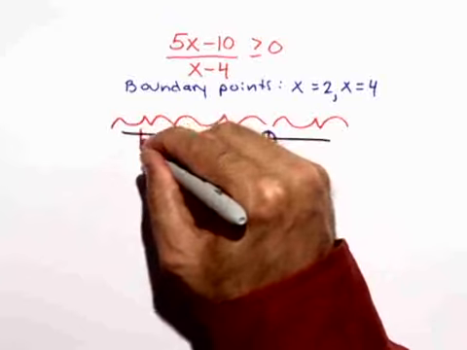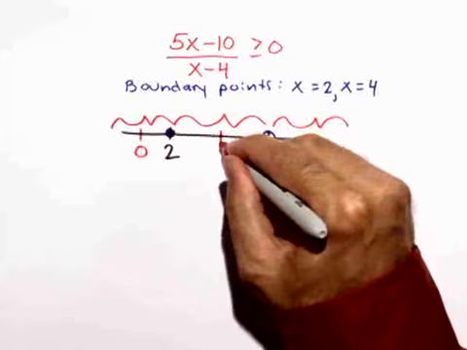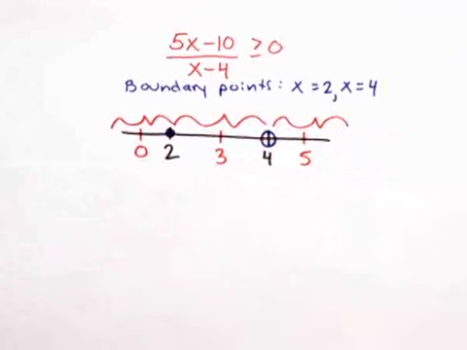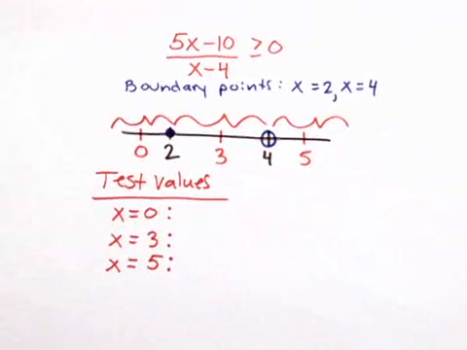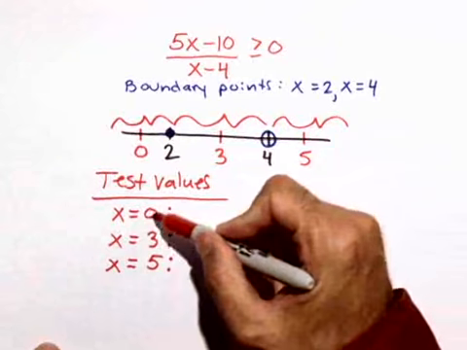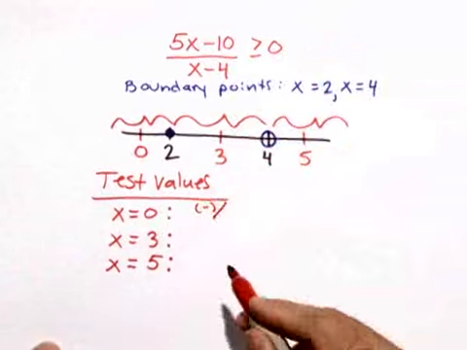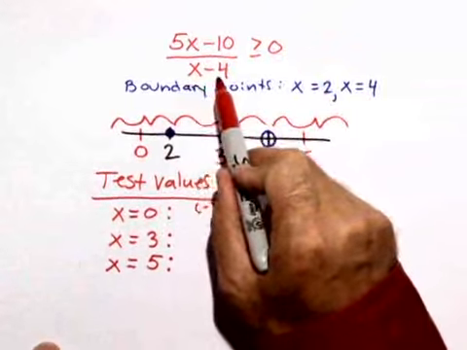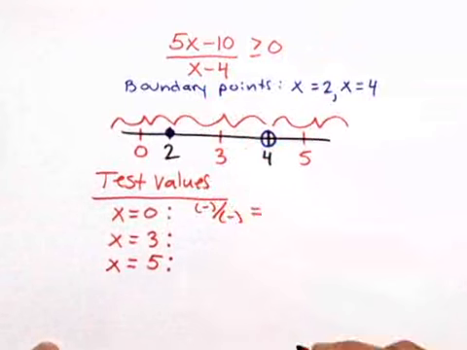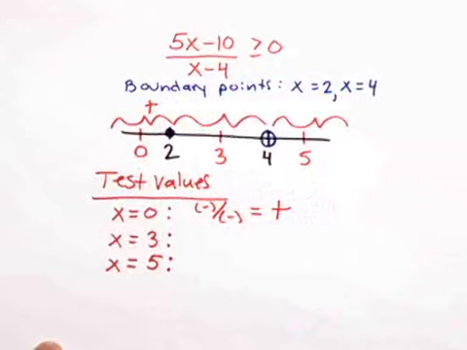Well, in the first interval, I see that 0 is in interval 1. We can choose 3. That's in the second interval. And maybe we'll choose 5 out of the final interval. All right, so let's substitute our test values into our expression. Substituting a 0 into the numerator gets us a negative value, divided by another negative value when I substitute 0 into the denominator, and a negative divided by a negative gives us a positive value.